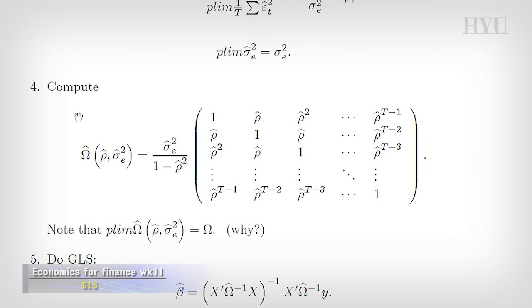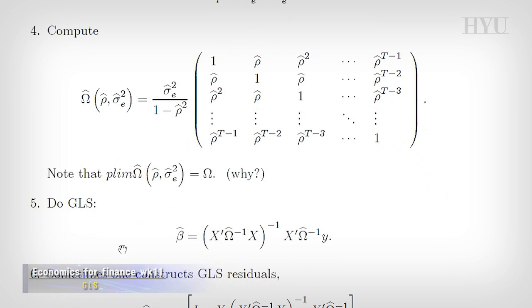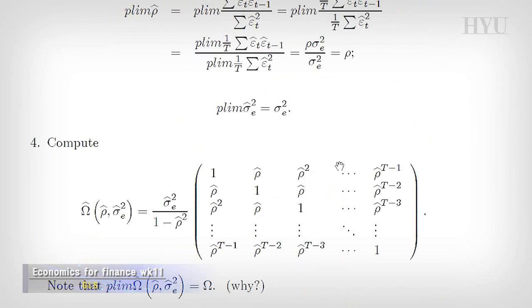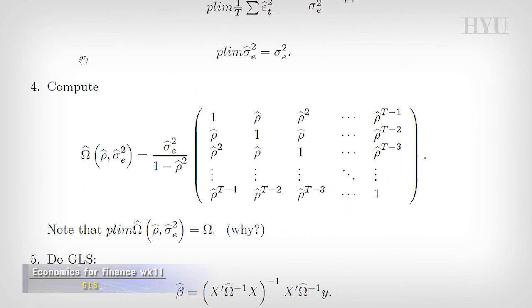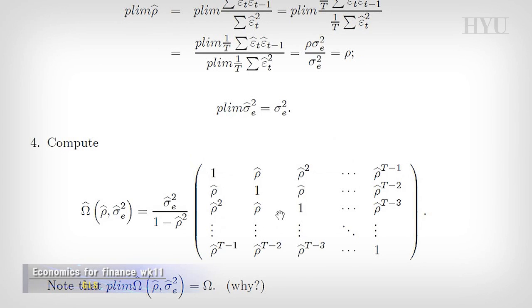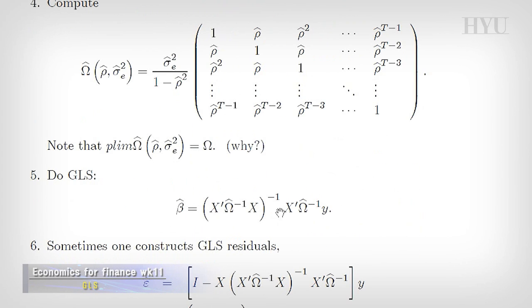Next, you can compute this whole thing. Because they are all consistent estimators, this omega hat will converge to omega. And the next step is to do GLS with this part. You don't have to do this part, because this matrix is too large, and it is not difficult to calculate. So please do the procedure only up to this part. Just calculate this and this. Don't do this one.